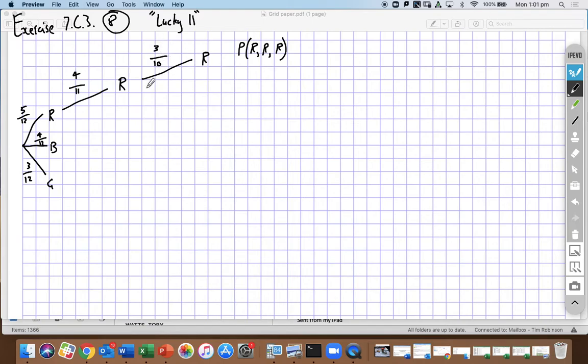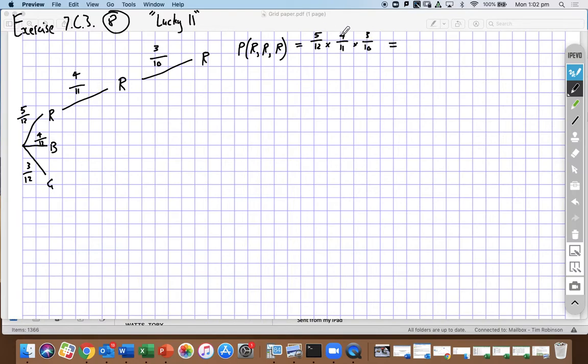And to work out the probability, I would need to multiply. It's like an AND statement. I want to get a red and another red and another red. We're multiplying. So this probability is 5 out of 12 times 4 out of 11 times 3 out of 10.